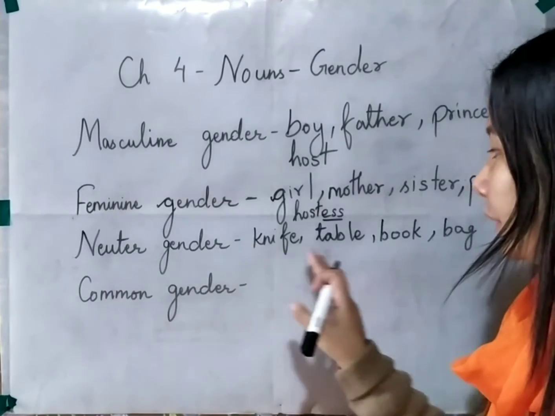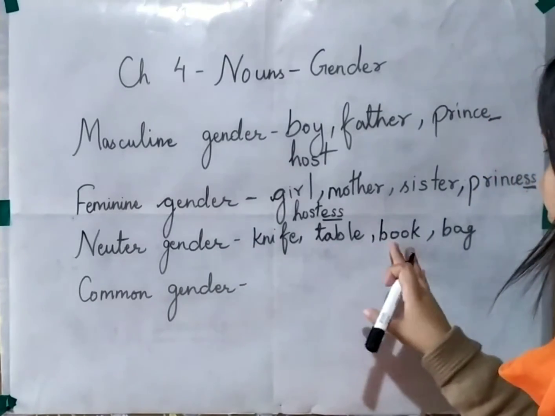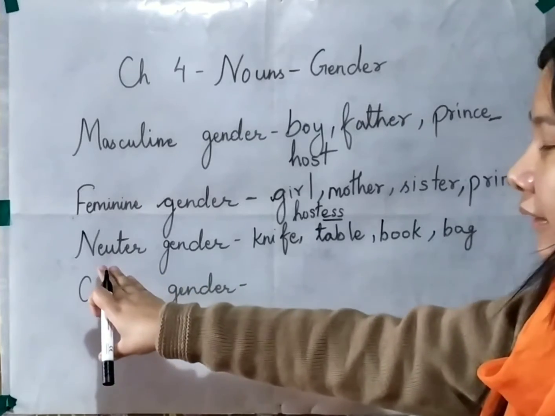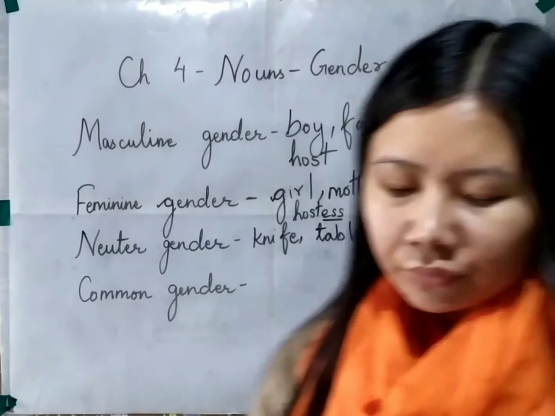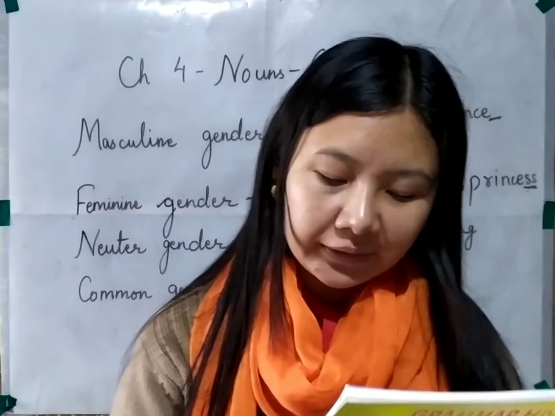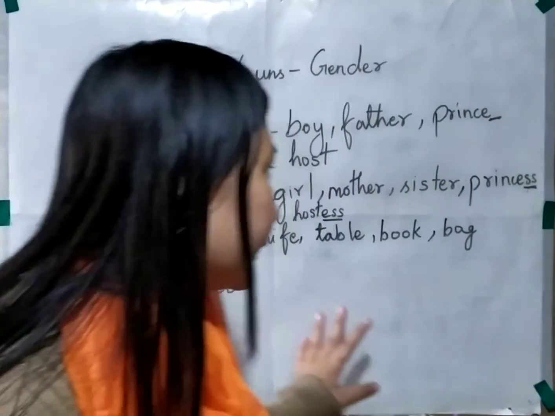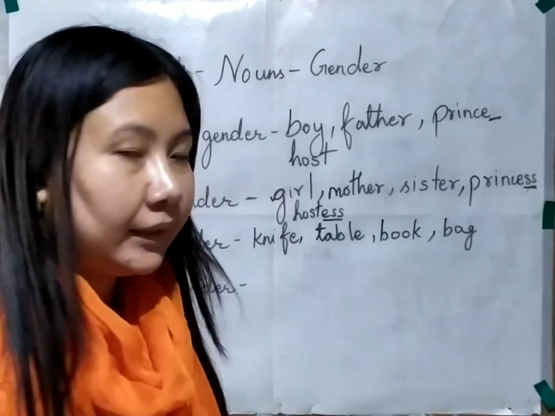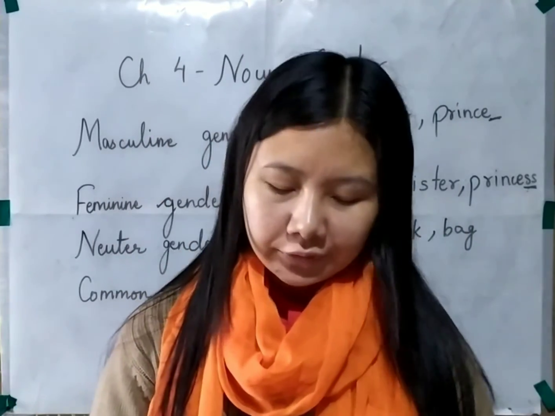So over here for non-living things, that is knife, table, book, bag, what do we call them? They belong to neuter gender. So a noun that refers to a non-living thing is called a neuter gender. So these nouns, that is knife, table, book, bag, are examples of nouns that belong to neuter gender.